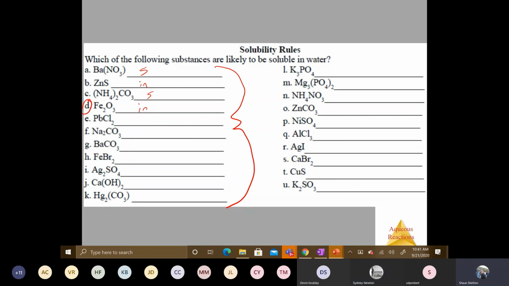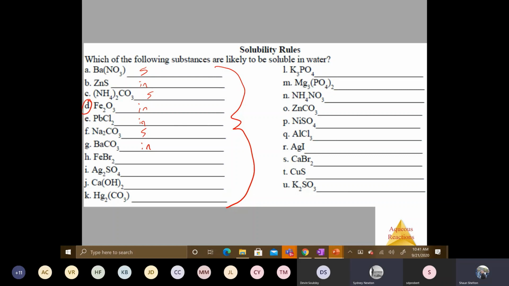We did that one already, didn't we? Yeah, I think we did, and that one was insoluble, I believe. Awesome. All right, what about F? F is soluble. Yep. And G is insoluble. Okay. And that's as far as I got. That's as far as you got.